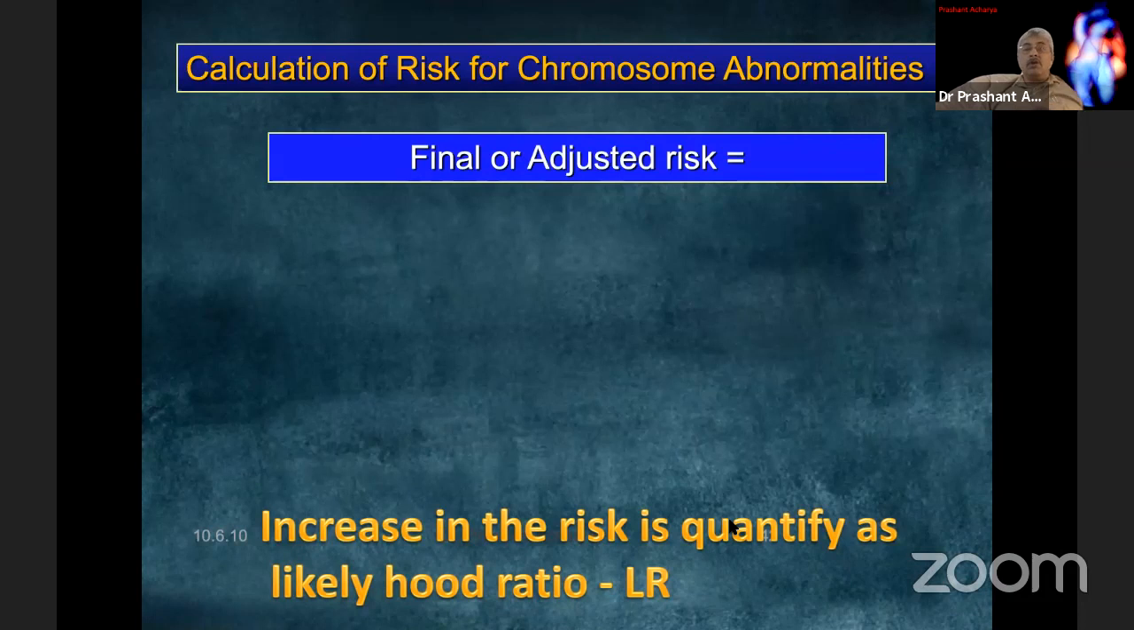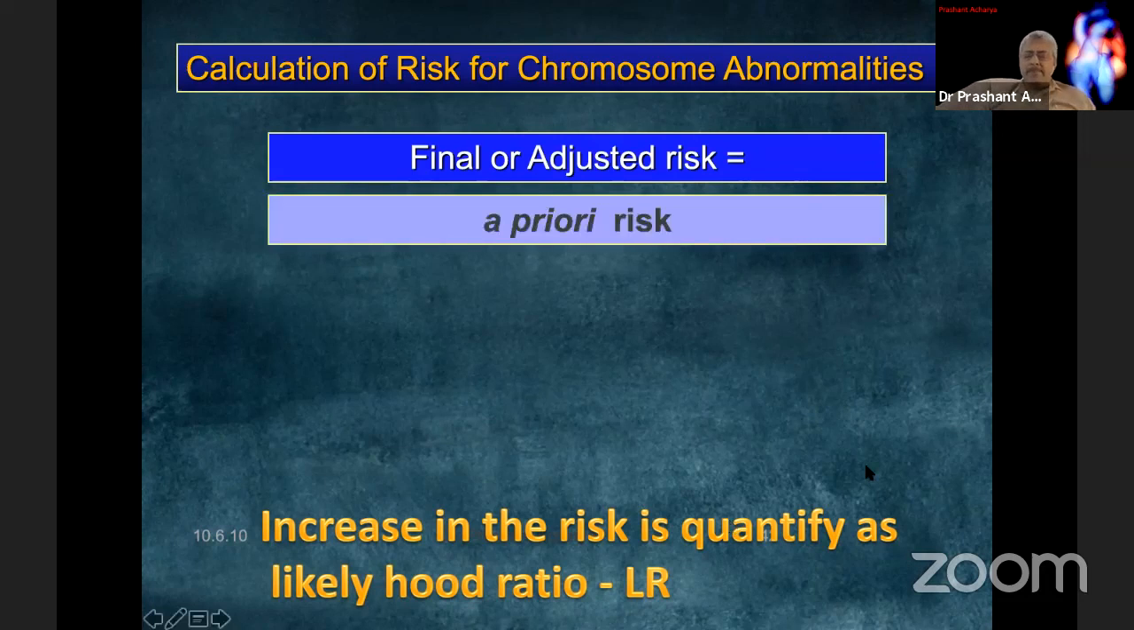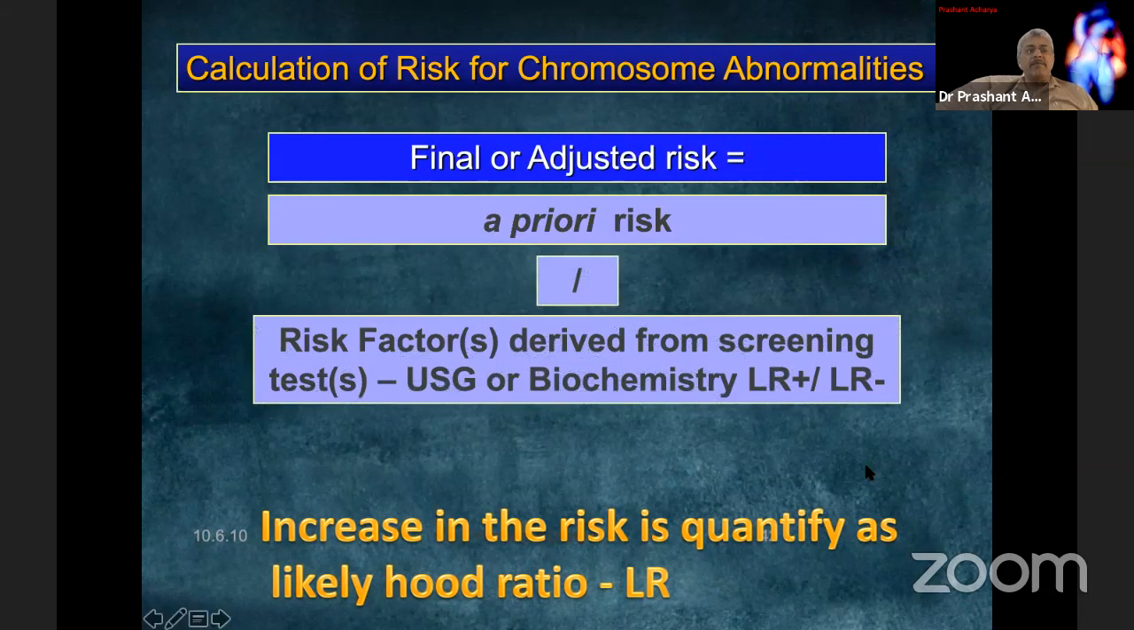Now, because we have understood that every lady has her own risk a priori, the final risk is going to be calculated on the basis of that risk a priori. That has to be multiplied by the risk factor derived from screening with the various tests, whether by ultrasound or by biochemistry, using its own positive likelihood ratio or negative likelihood ratio.